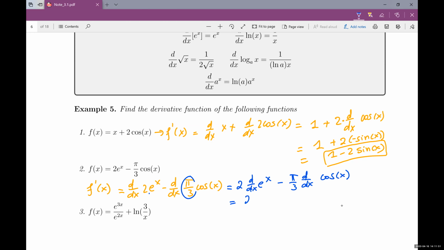Which will give you 2 times the derivative of e to the x, which is easy, e to the x, minus pi over 3 times the derivative of cosine of x. Again, negative sine of x. So then the final answer should be 2 e to the x plus pi over 3 sine of x.